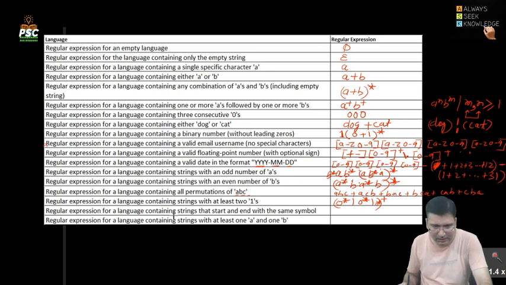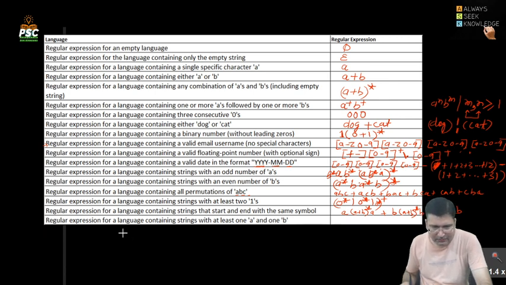Then the next one is for a language containing strings that start and end with the same symbol. If A and B are the two symbols I am considering, then it is starting with A, ending with A, and in between A or B, anything can occur. Or starting with B, ending with B, and in between A or B, anything any number of times can occur. Or it may have a single A or a single B, because A is starting and ending with the same symbol, and B is also starting and ending with B.